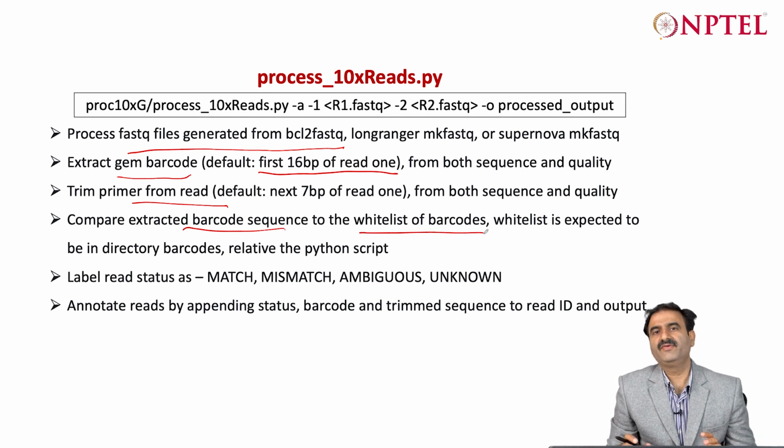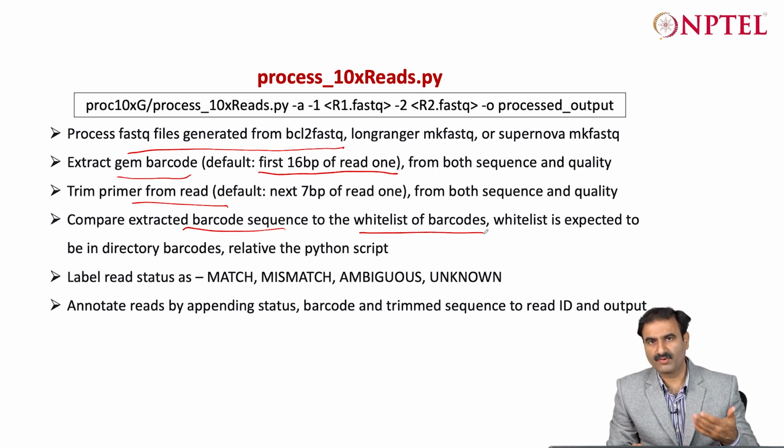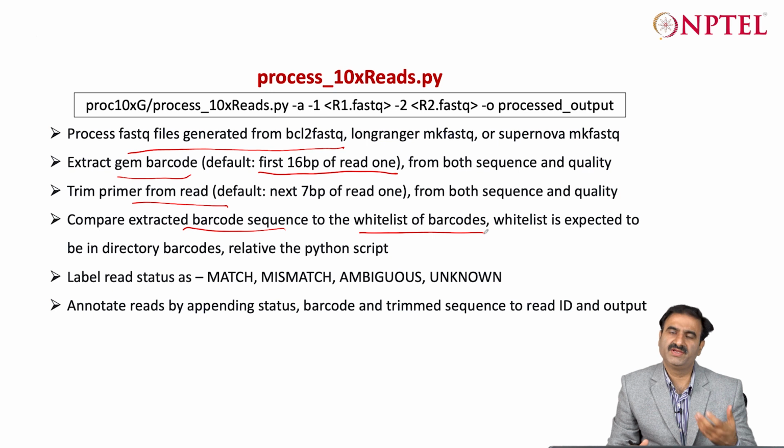The whitelist is a list of all the barcodes. We have seen that millions of fragments went into library preparation, so there will be many barcodes. The script assigns sequences to each barcode, counting how many sequences were there per barcode. That tells you the coverage per barcode and how many reads were assigned to it.